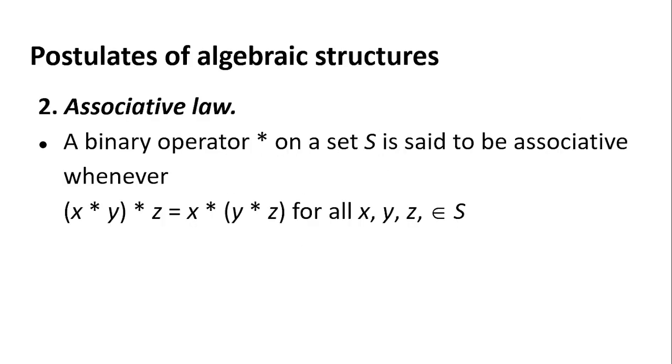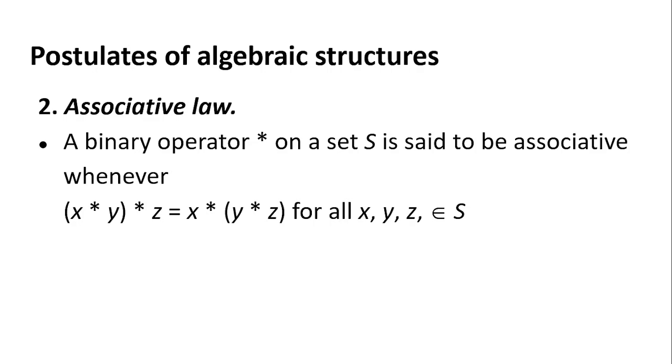Now let's look at the second postulate. The second postulate is the associative rule. Now associating is joining. So you associate somebody with that. Whenever we say Sachin Tendulkar, he is associated with cricket. Shah Rukh Khan, he is associated with the movies. So association is you are joining something.